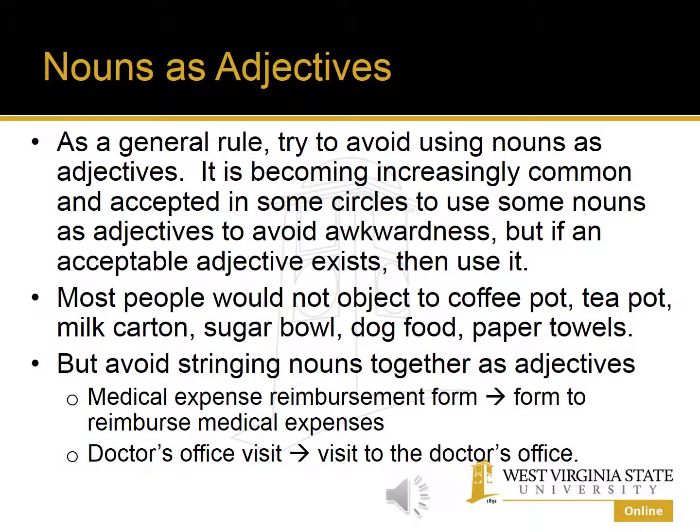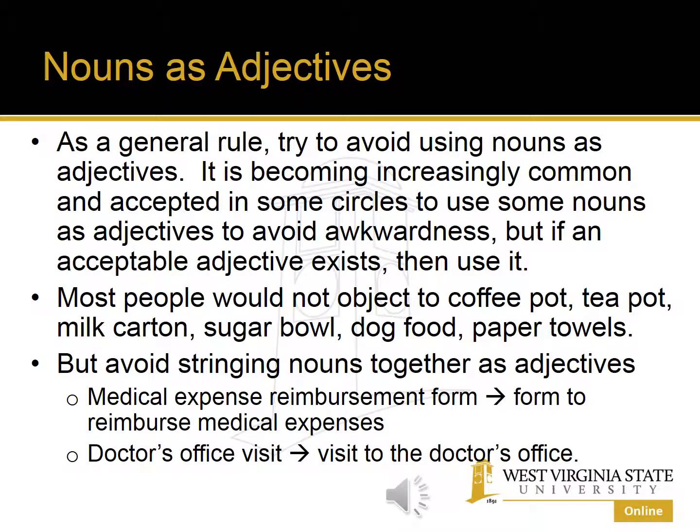One final problem area that I would like to point out is our increasing tendency to use nouns as adjectives. In some circles, it's becoming accepted to use nouns as adjectives to avoid awkwardness. And in my career as a technical writer and also in my career in computer programming, I have to say I was also guilty of this, making nouns into adjectives. In formal English writing, however, you should try to avoid doing that.